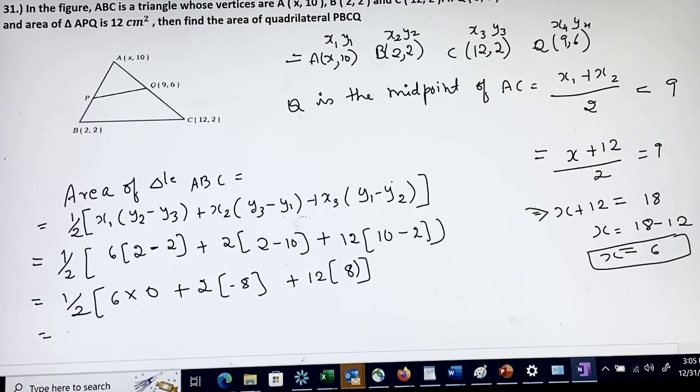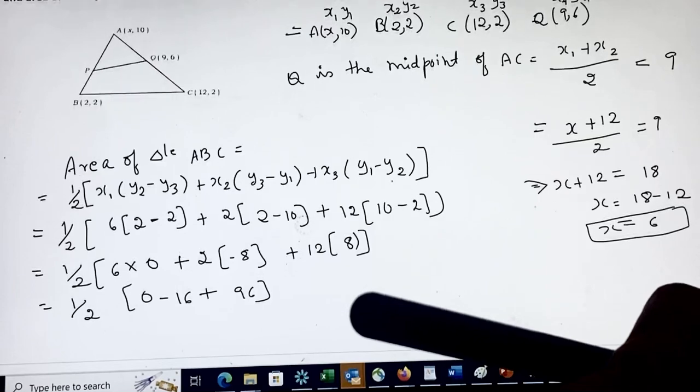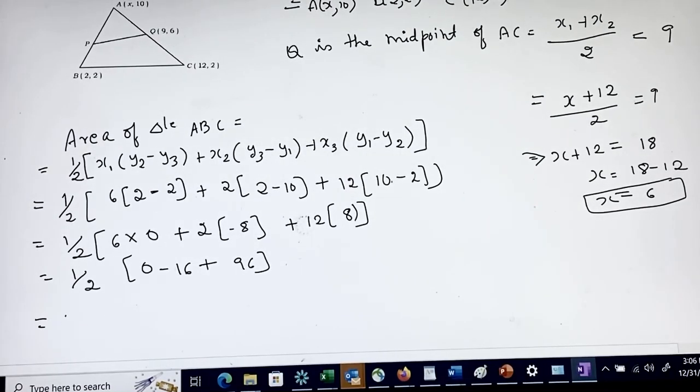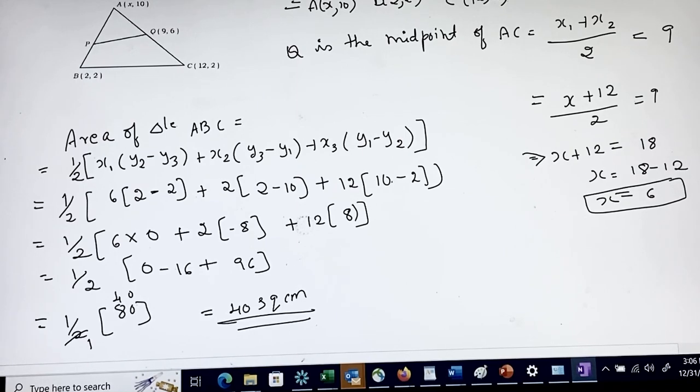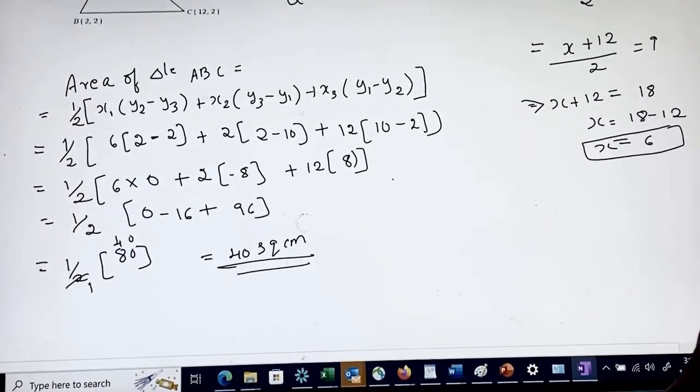Okay, so here 1 by 2, 6 into 0 is nothing but 0. 2 into minus 8 is nothing but minus 16 plus 12 into 8 is nothing but 96. So 1 by 2 minus 16 plus 96 is nothing but 80. Okay, that is 2 ones are 2, 2 fours are 8, so it is 40 square centimeter. Okay, this is area of triangle ABC.